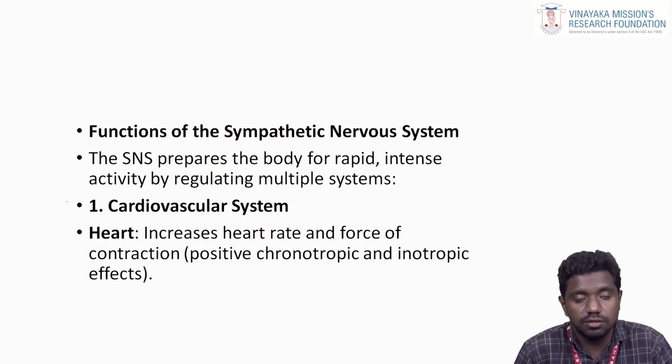First, the cardiovascular system. In the cardiovascular system, mainly the heart. What is the function of the sympathetic nervous system on the heart? It increases heart rate and force of contraction, that is positive chronotropic and inotropic effects. It increases calcium channel activity in the heart, which increases the blood volume in our body, and the blood volume increases blood flow to all other organs.